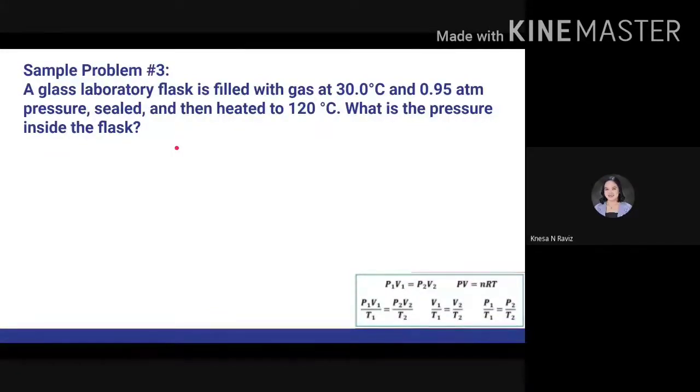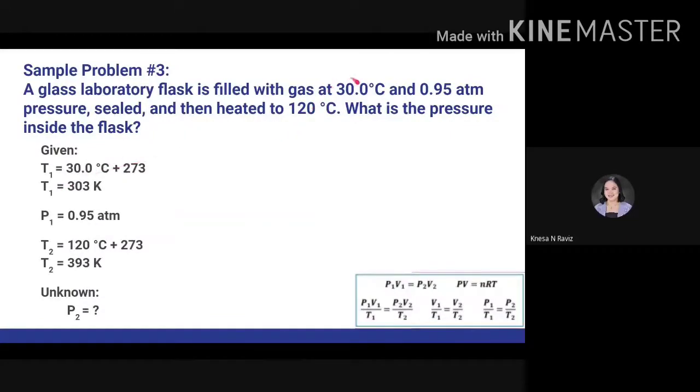A glass laboratory flask is filled with gas at 30.0 degrees Celsius and 0.95 atmosphere pressure, sealed and then heated to 120 degrees Celsius. What is the pressure inside the flask? So let's identify the given. We have the initial temperature, which is 30.0 degrees Celsius, the initial pressure, which is 0.95 atmosphere, and the final temperature, which is 100 degrees Celsius. So remember that for temperatures, we have to convert it into the Kelvin unit. So initial temperature would be 303 Kelvin, and final temperature would be 393 Kelvin.